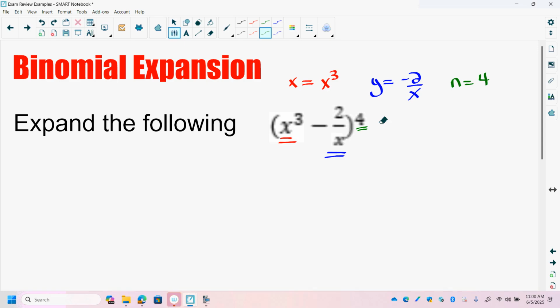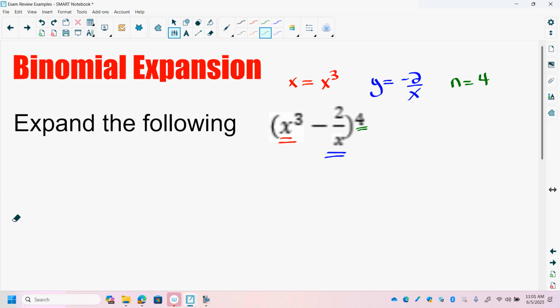Now, if n is 4, how many terms should there be in the expansion? How many? 5. There's one more. If the exponent were 10, there'd be 11 terms in the expansion. And this also tells me what row of Pascal's triangle to use if I go that route, or what combinations I should use. So my first term actually starts with the combination of 4.